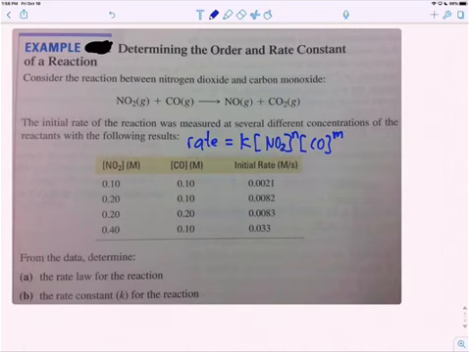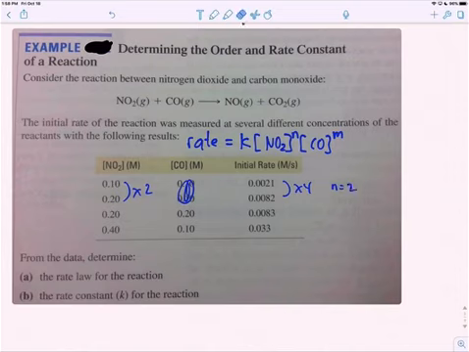All right, so we can solve this two ways. The first thing we've got to do is figure out what n and m are, so the overall rate law for the equation, and then the rate constant. You can start by doing what's called inspection. Notice the carbon monoxide stays the same. This one goes up by a factor of 2, and this one here goes up by a factor of 4. This means that n equals 2.